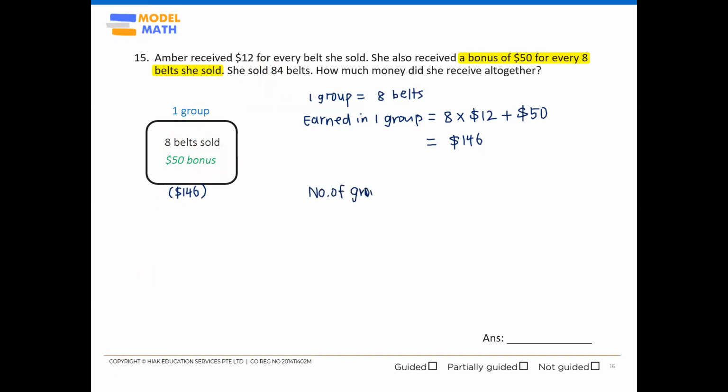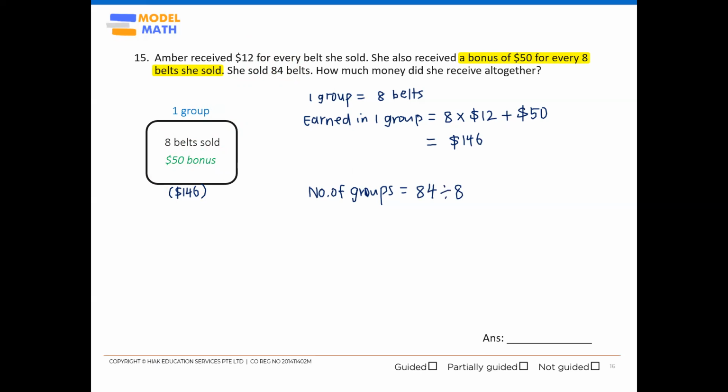Number of groups. When you do a grouping question, your ultimate goal is always to find out how many groups there are. Now remember, belts can only divide by belts. You cannot tell me belts divide by money. It doesn't make sense, okay? Because in a group, I know there are 8 belts. I want to find out how many groups to be able to sell 84 belts. All right, so then that will be 84 divided by 8, divided by the belts per group.